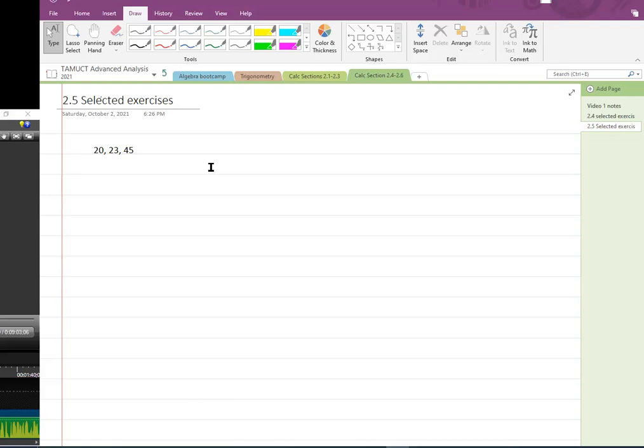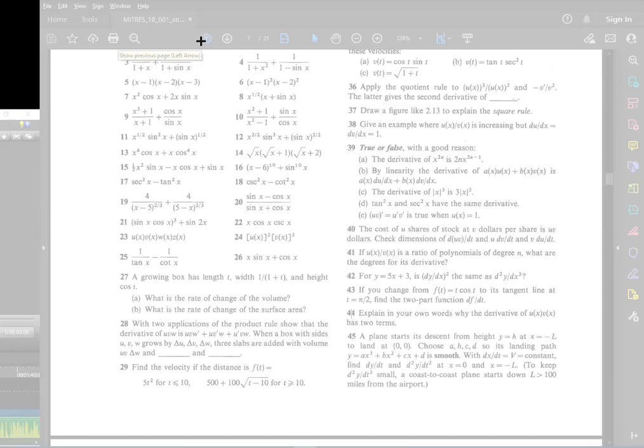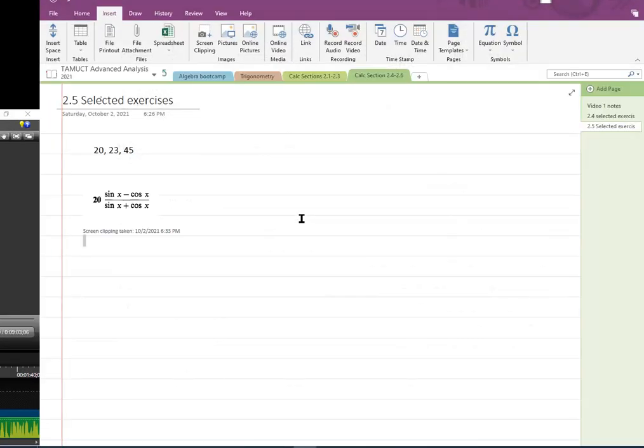Okay, for section 2.5, I'm just going to do 3 problems, 20, 23, and 45. So let's take a look at 20. These are all derivative problems. And what I want to emphasize is when you take derivatives, you do need to keep track of the terms, right? That's the key to this whole thing, is keeping track of the terms.